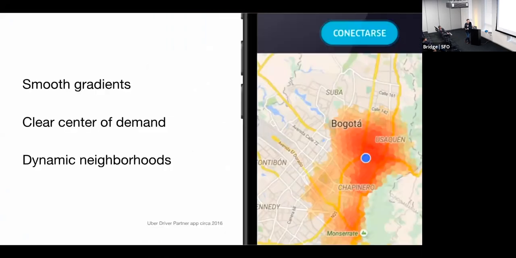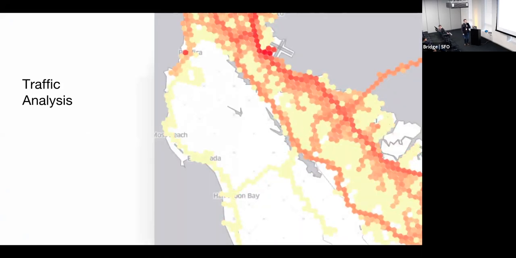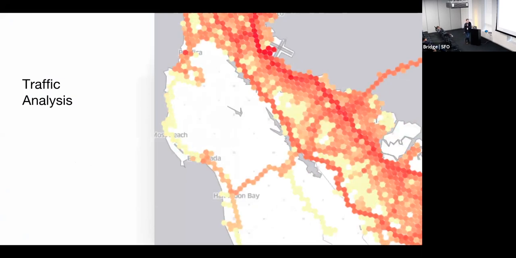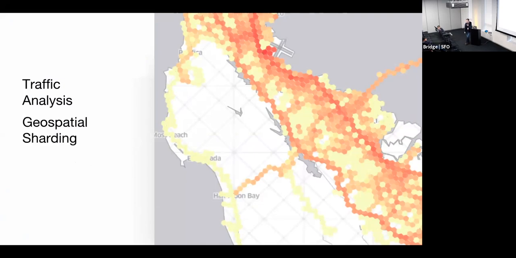But there's a lot of other applications for this too. So for example, you can take this type of grid and you could use it for traffic analysis. This is just the level 9 hierarchy with a bunch of traffic data underneath it. So you can see where traffic's flowing through the city, intensity, you can see the two freeways there. Pretty much any problem that requires geospatial sharding would be a good application for H3. And it's a great visualization tool as well.